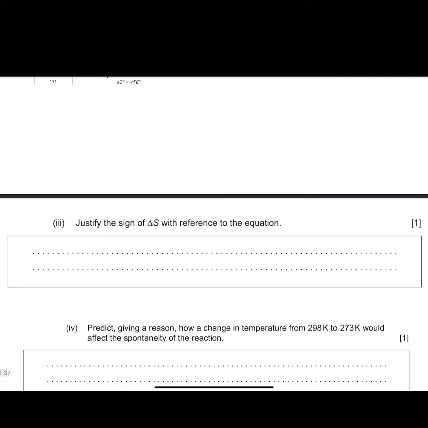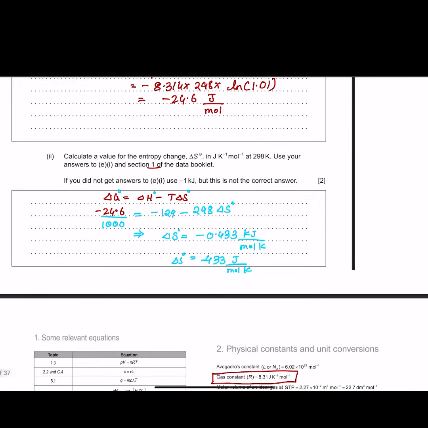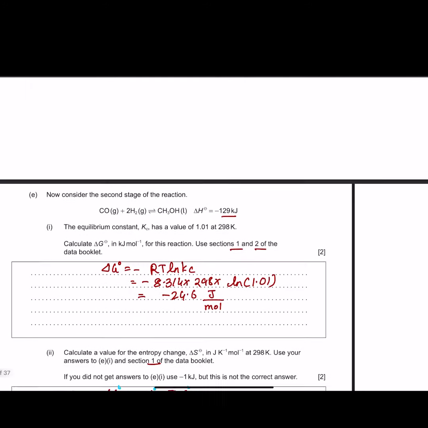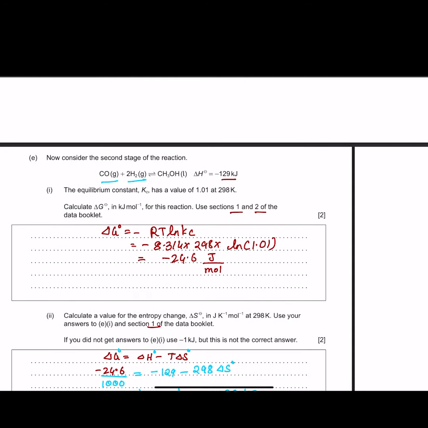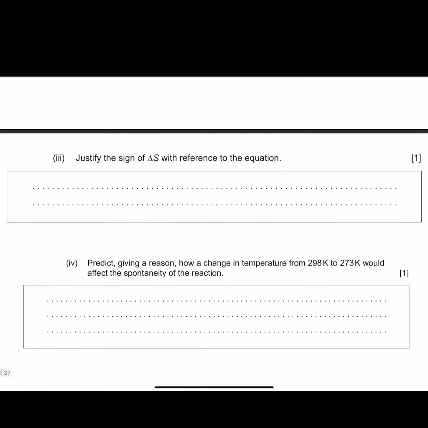Now we have to justify the sign of delta S with reference to the equation. We found that delta S is coming as negative. Why is delta S coming negative? Delta S negative means randomness is decreasing in the system. That's actually correct, because you have 3 gaseous moles on the left hand side and only 1 mole of methanol on the right hand side, which is a liquid. So your final product is a liquid while your reactants are gas. Obviously gases are more random. So when it gets converted to a liquid, your randomness falls, and that's why delta S is negative.